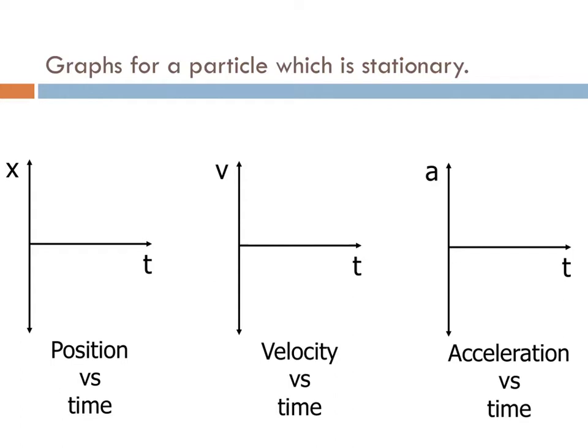One graph that you might see on a position versus time graph is an object that is stationary. What that means is that we're staying at the same position over time, so we shouldn't have any slope whatsoever. If we are staying at the same position over time, then we have zero velocity. If we have no change in velocity, then we also have zero acceleration.